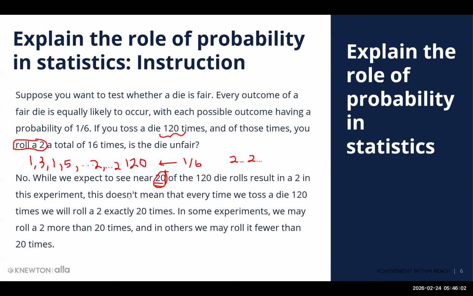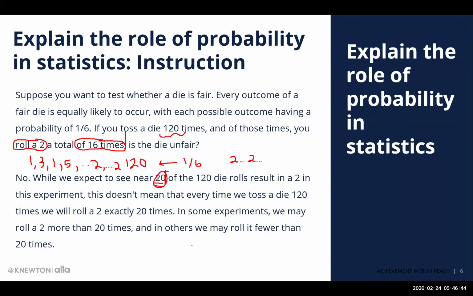And so the question here is, well, what if it comes up only 16 times? Is something wrong, unfair or wrong with the die? And here we're kind of going with our gut feeling, and I think most of us would agree that 16 isn't that different from 20 when you're rolling a die 120 times.